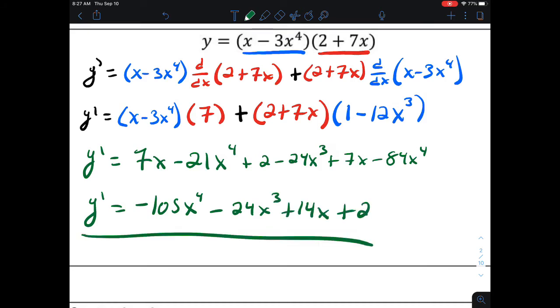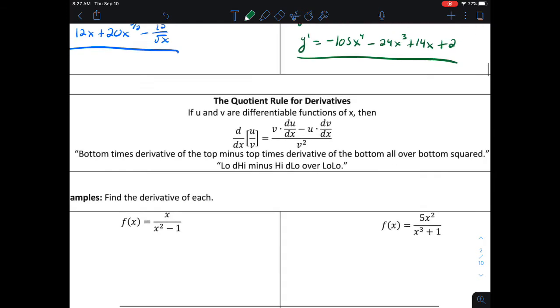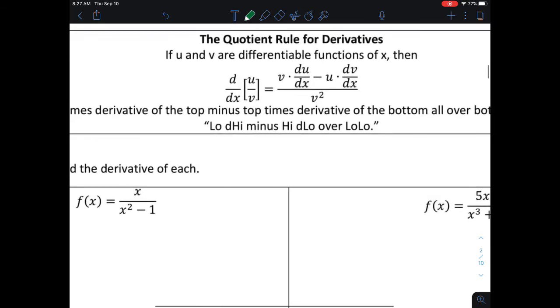And we get that polynomial there. There's our derivative. So that is the product rule. Now, let's talk about how we approach the problems when we have a quotient.